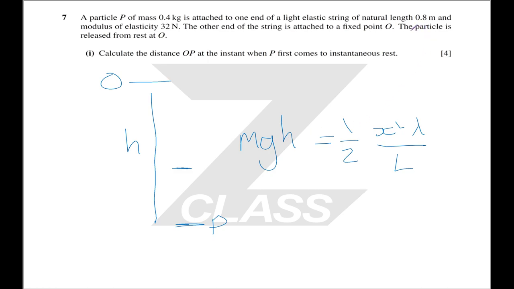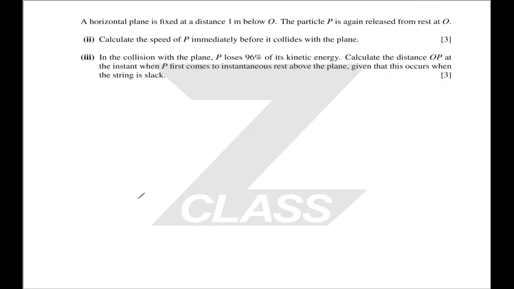So, the plane, we have a natural length of 0.8, right? So the idea is, here is our plane at 1 meter, here is our natural length at 0.8. So at our plane, we have gained mgh, where h is now a meter, gravitational potential energy. We have lost a half x squared lambda over L. But now x is just this extension, which is 0.2 meters, right? It's the difference between our natural length and where we are.